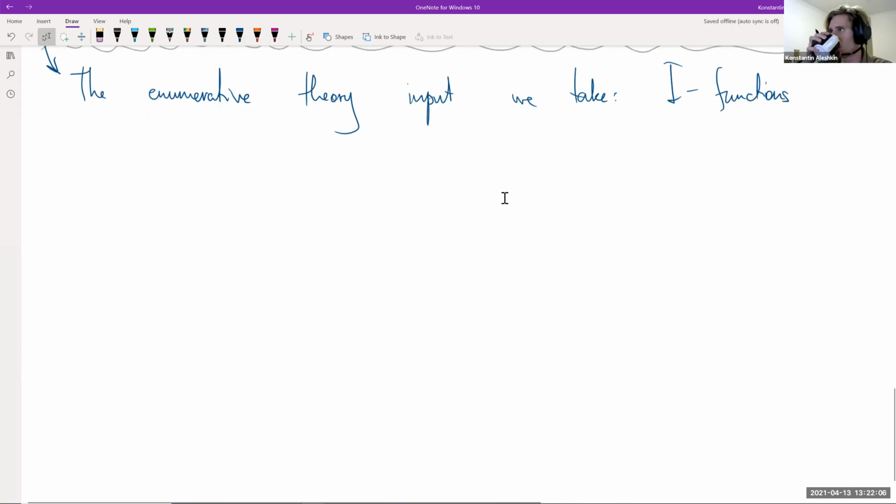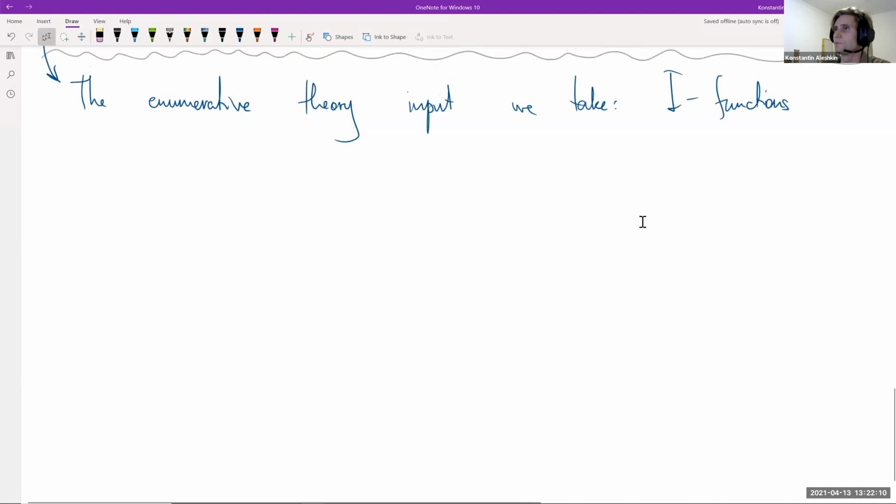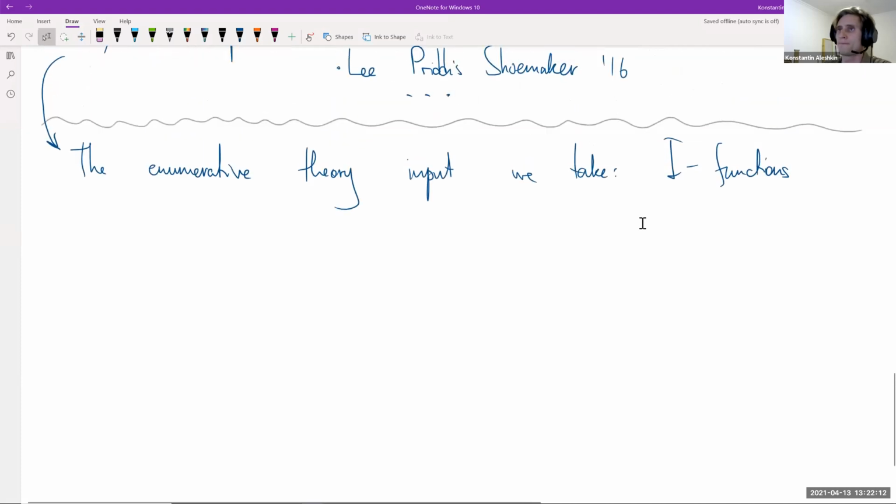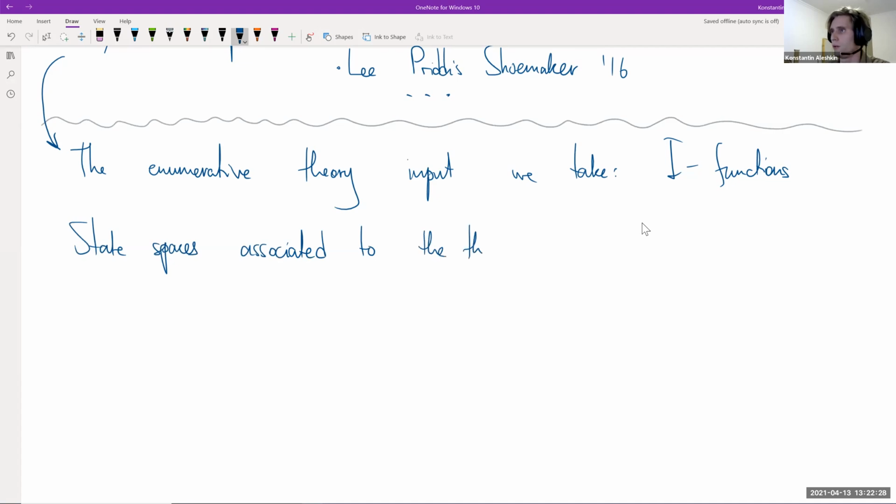And in order to describe these I-functions, we need to start with what's called a state space associated to these theories, maybe to quasi-map counts.